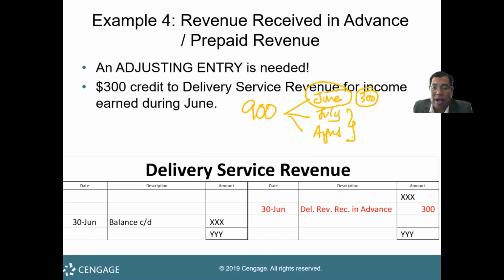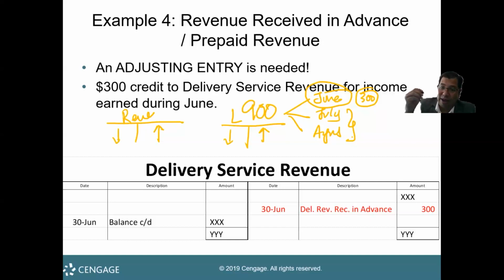So how are we going to do that? This is our liability account. Liability increases on the credit side and decreases on the debit side. And our revenue account is the same: increase on the credit side, decrease on the debit side. So I'm going to recognize 300 as my revenue. If you have other revenue before this, it might be on the top, no worries about that. What I need to do on 30th June is record the delivery revenue received in advance, or accrued revenue, or prepaid revenue, 300.